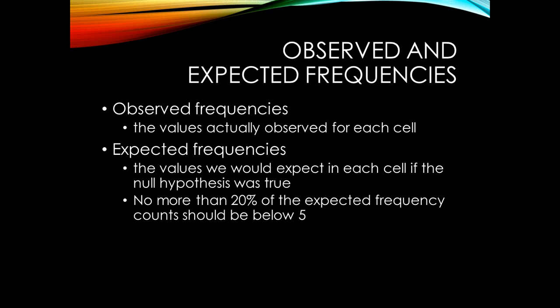Well, the way a chi-square works is that the assumption is that no more than 20% of the expected frequency count should be below 5. So if it's below 5, there's something unusual going on there.